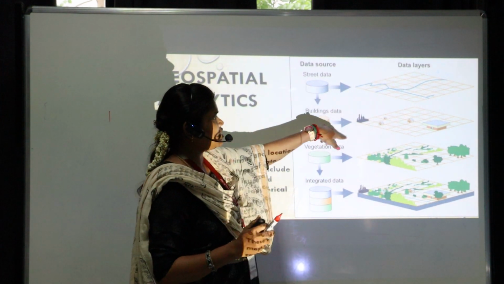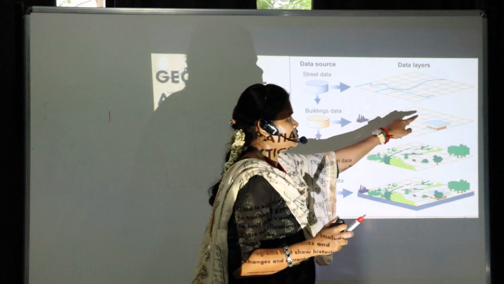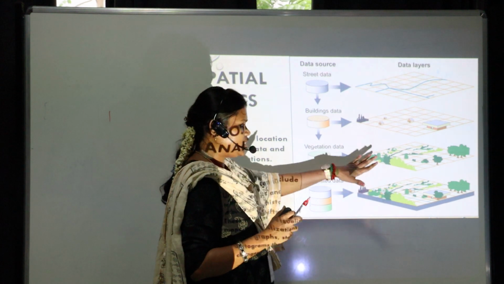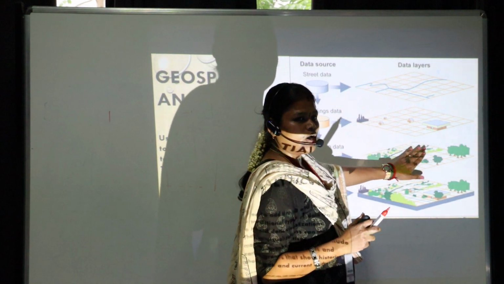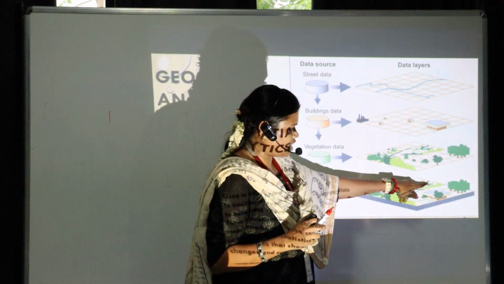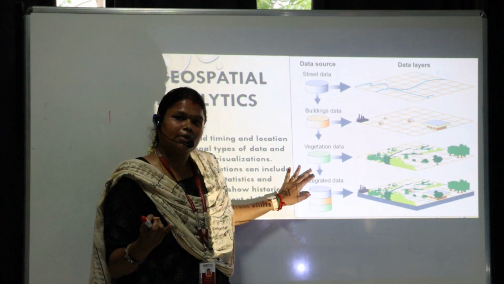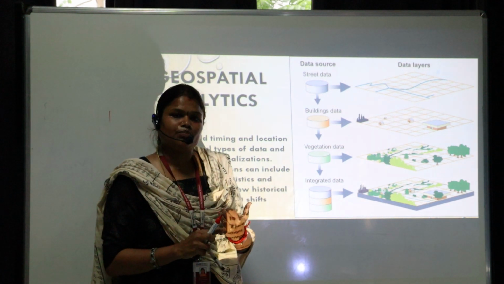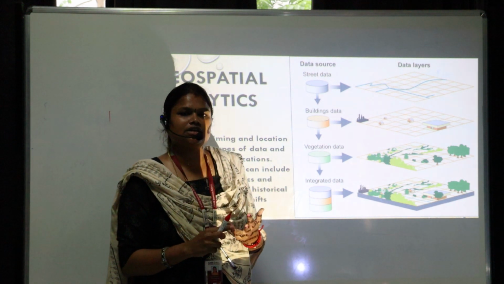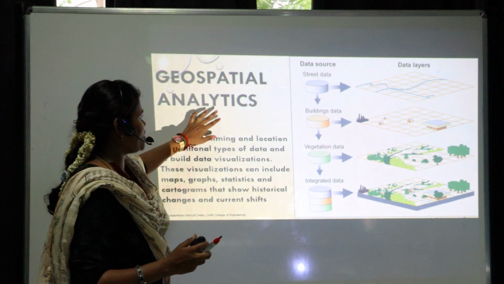See, for example, here we have street data, how the street has been designed. Then the buildings, where are the buildings? Only the buildings will be shown here. When we click for vegetation data, only the vegetation, where are the trees, where are the mountains would be defined. And when we integrate all these data, we'll have a particular geographical location. For this, you can use Google Map, where you can find the particular type of traffic there and how the climate is there. Everything can be correlated in a Google Map app. That can be taken as an example for geospatial analytics.